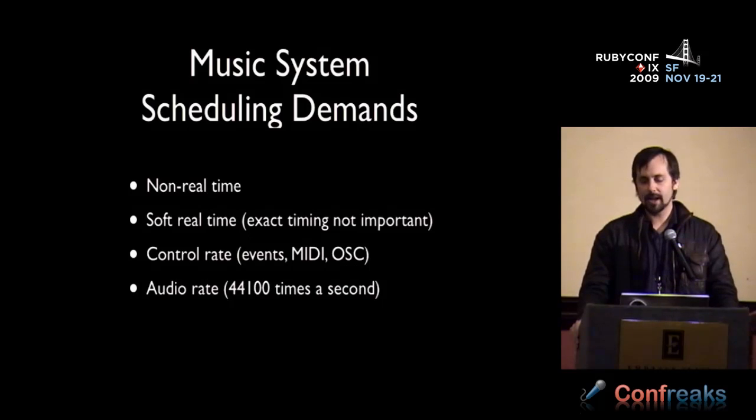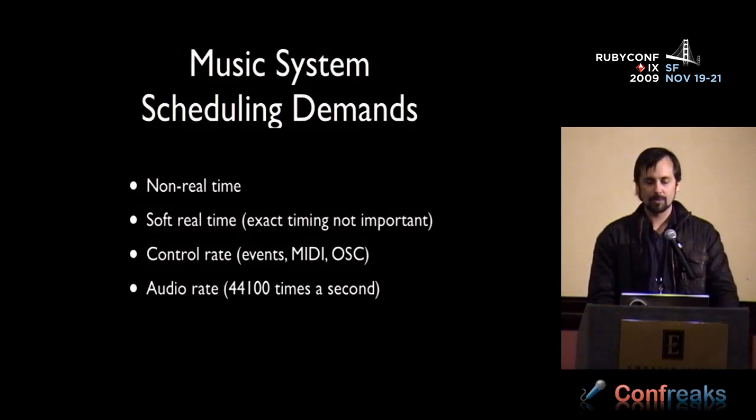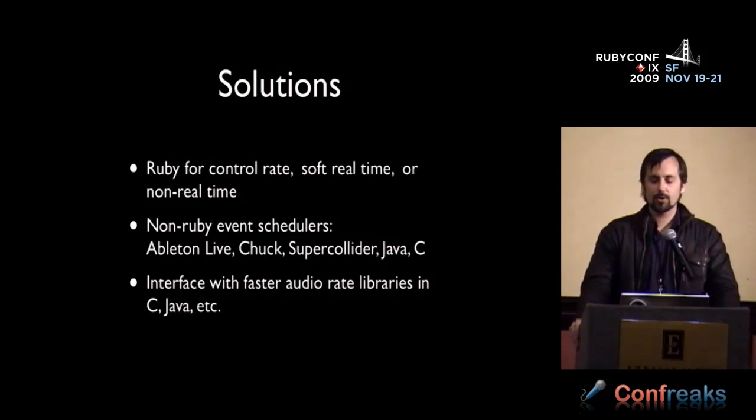And then there's control rate, which is for things like MIDI or Open Sound Control, which is another music control language. Those kinds of events have to occur within like a 10 millisecond range for you to be comfortable with the timing of them. And then there's audio rate, which is 44,100 times per second and multiple things happening at the same time. So Ruby's not so great at the third category of audio rate, but it's decent at doing control rate stuff, soft real time or non-real time tasks.